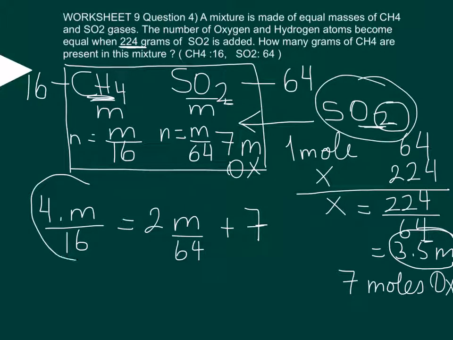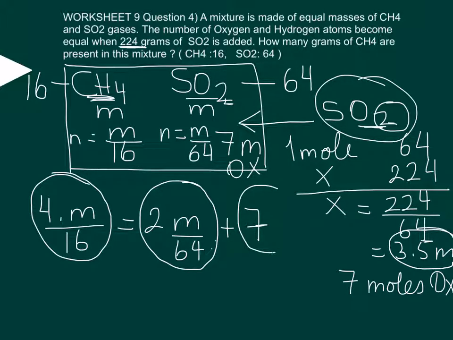This is the moles of hydrogen atoms coming from methane. This is the moles of oxygen atoms coming from the sulfur dioxide, which is present in the container. And this is the moles of oxygen atoms coming from the sulfur dioxide that is outside. If we make these equal, we find that M comes out to be 32 grams.